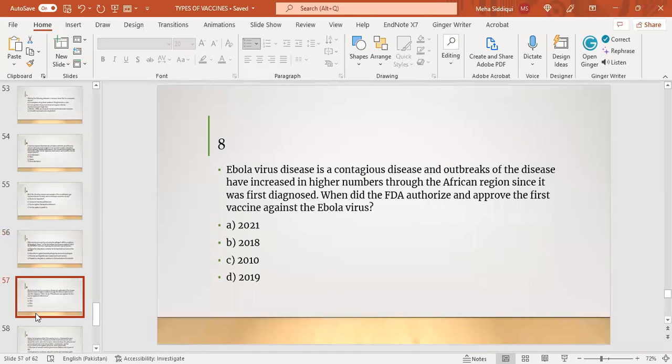MCQ number 8. Ebola virus disease is a contagious disease and outbreaks of the disease have increased in higher numbers in the African region since it was first diagnosed. When did the FDA authorize and approve the first vaccine against the Ebola virus? 2021, 2018, 2010, or 2019? D. Yes, D is the right answer.